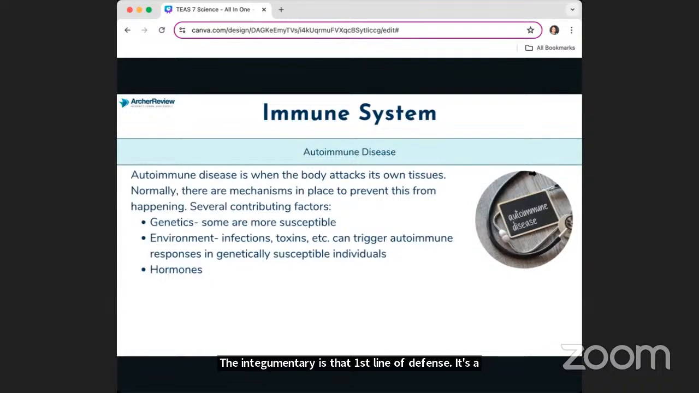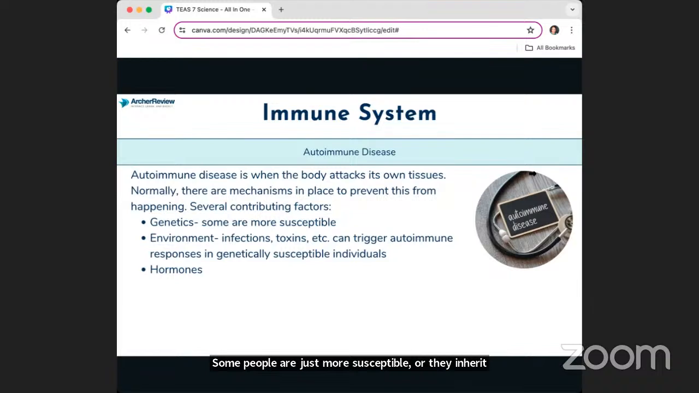All right, one more topic with the immune system is autoimmune disease. An autoimmune disease is when the body attacks its own tissues. It recognizes its own body as something foreign, something to fight and break down and get rid of. Normally, there are mechanisms in place to prevent that from happening, but there are several contributing factors that can lead to autoimmune disease. One being genetics. Some people are just more susceptible, or they inherit an autoimmune disease from someone in their family.